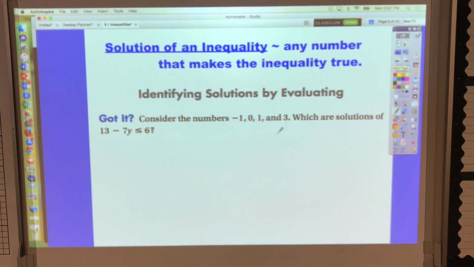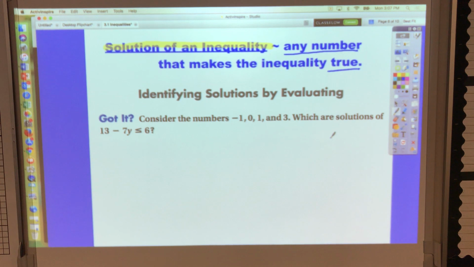So equations have a solution, and so do inequalities. But now our solution is a variety of numbers. It's any number that makes that inequality true. So now it's not just one answer, it's always going to be more than one. So here they have us check some solutions, just like we did for equations.